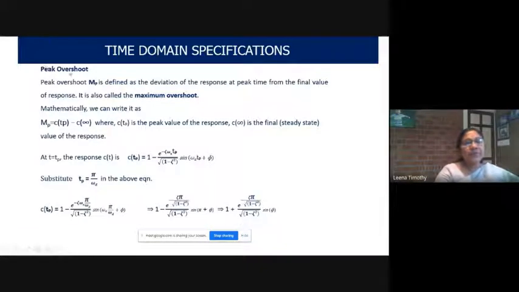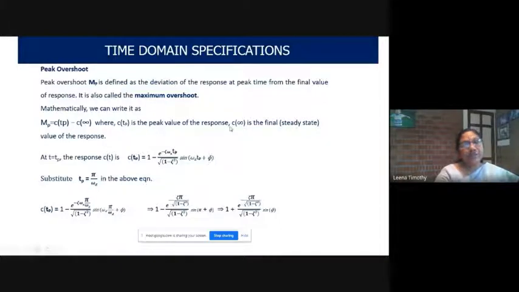Now we find an expression for peak overshoot. Peak overshoot Mp is defined as the deviation of the response at peak time from the final value. The difference between the first peak and the final value. Peak overshoot is the difference between the peak value and the final value. It is also called maximum overshoot. Mathematically it can be expressed like this: c(Tp) minus c(infinity).